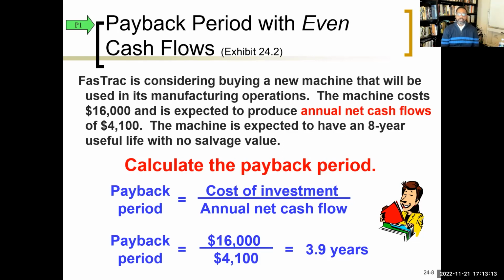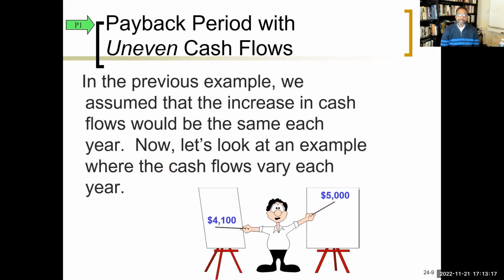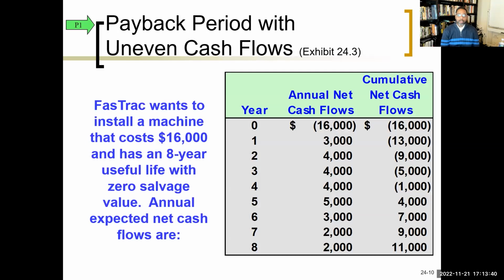Now, the complication with this calculation is that not always are there even annual cash flows, right? Like one year you might have $4,100 annual net cash flow, but the next year you might have $5,000. So how do you account if the cash flows are uneven? Well, you would make a chart like the one you see here.